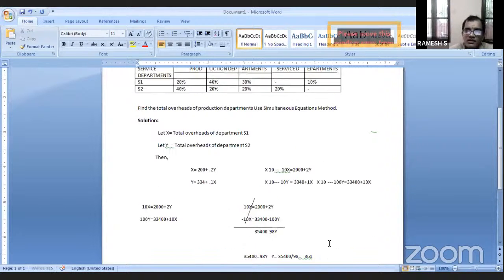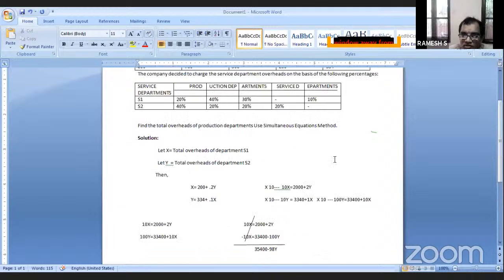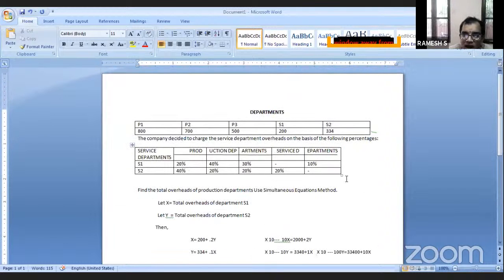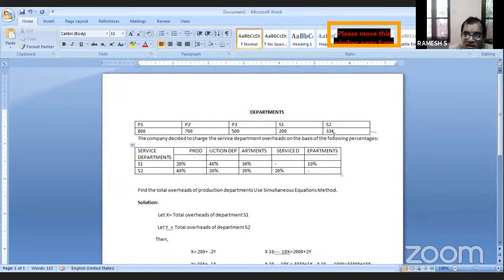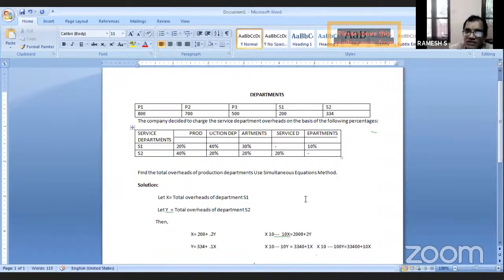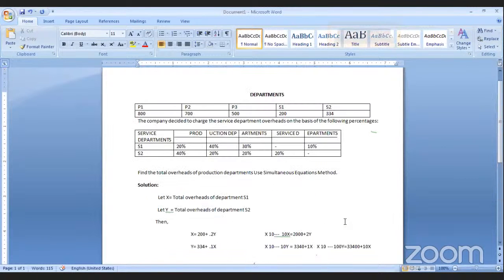Is it clear? Did you understand? Yes, sir. So therefore the service department S1 value will be not 200. We changed it to 272. Similarly, the service department S2 value in the problem is given as 334. But with the help of simultaneous equations, we have changed it to 361. Like this we have done.